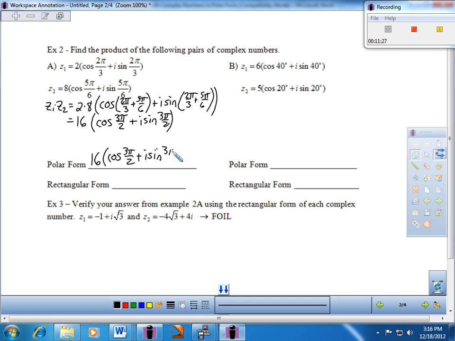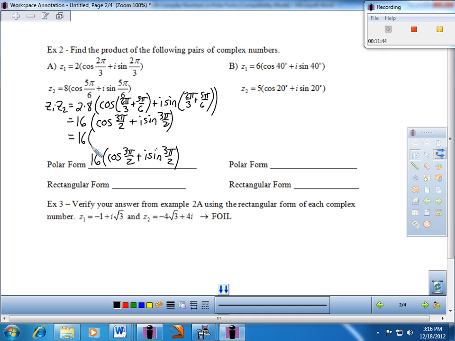Okay, and so we got that piece. Wonderful. Now, of course, pretty comfortable at this stage, you should be able to go polar form to rectangular form or rectangular form to polar form. And so let's go ahead and convert this piece.